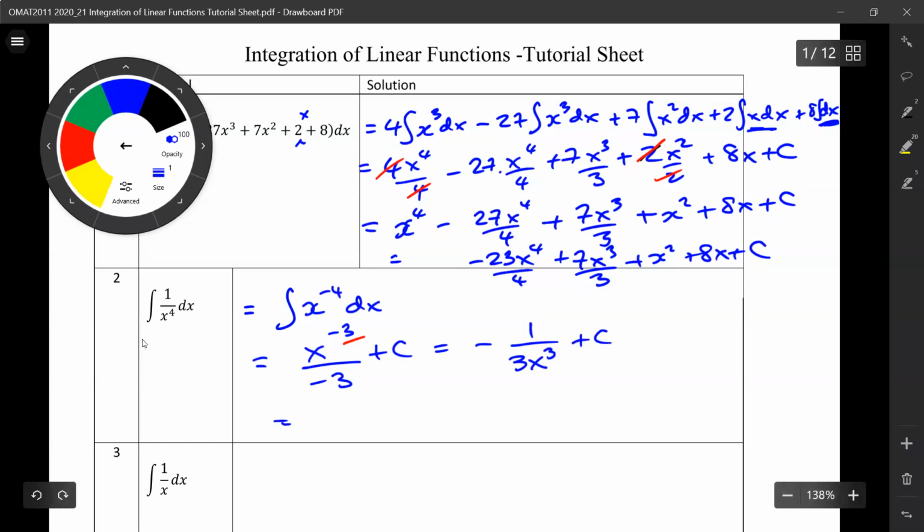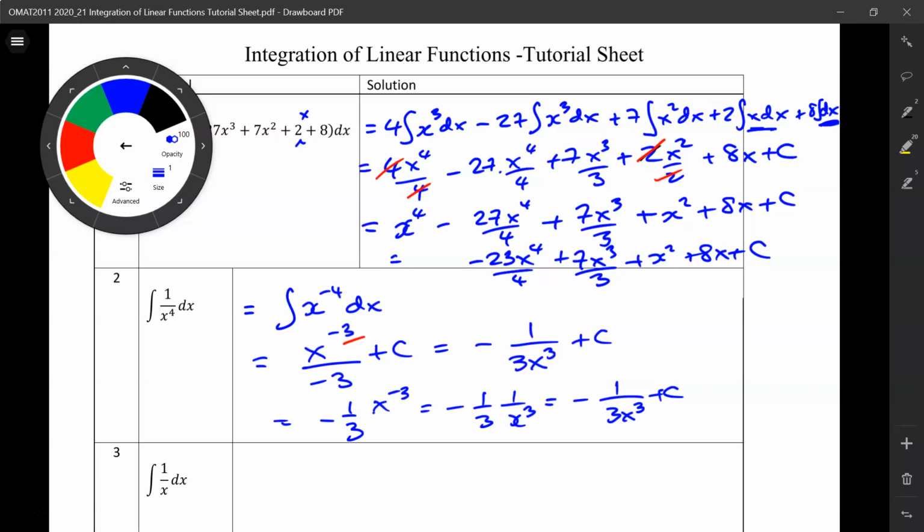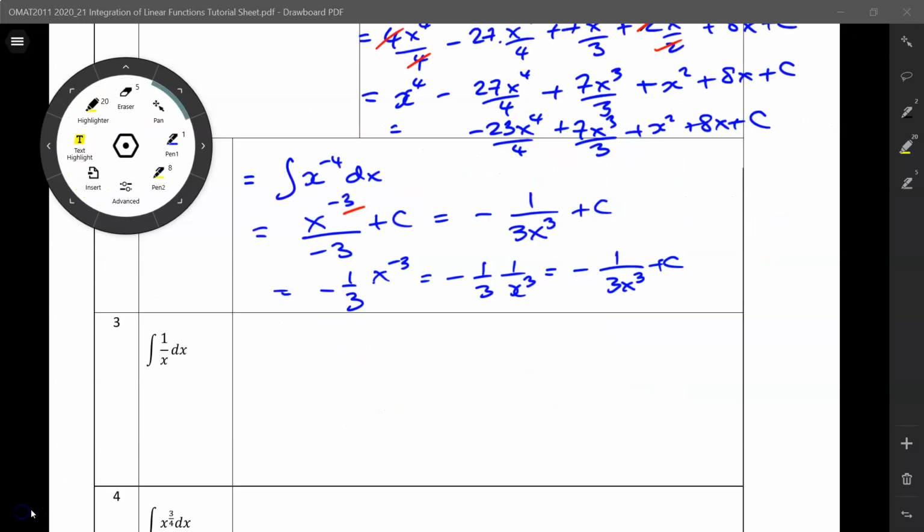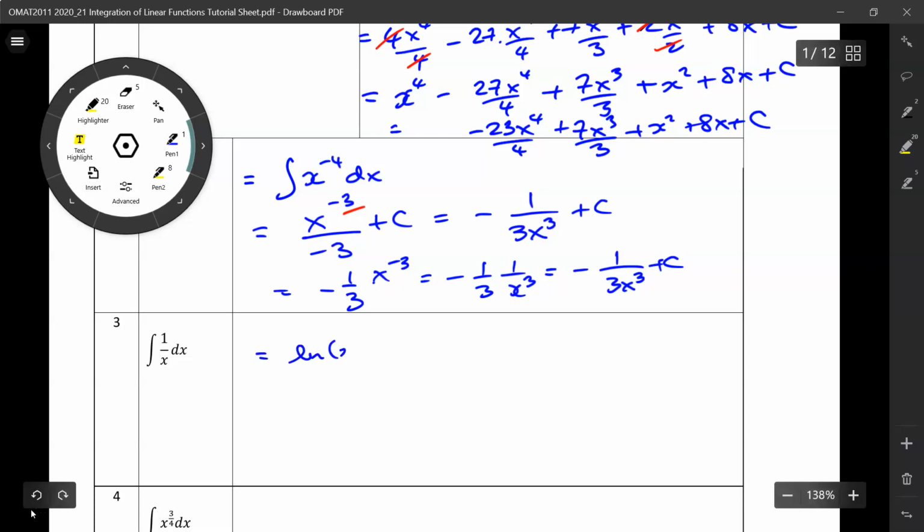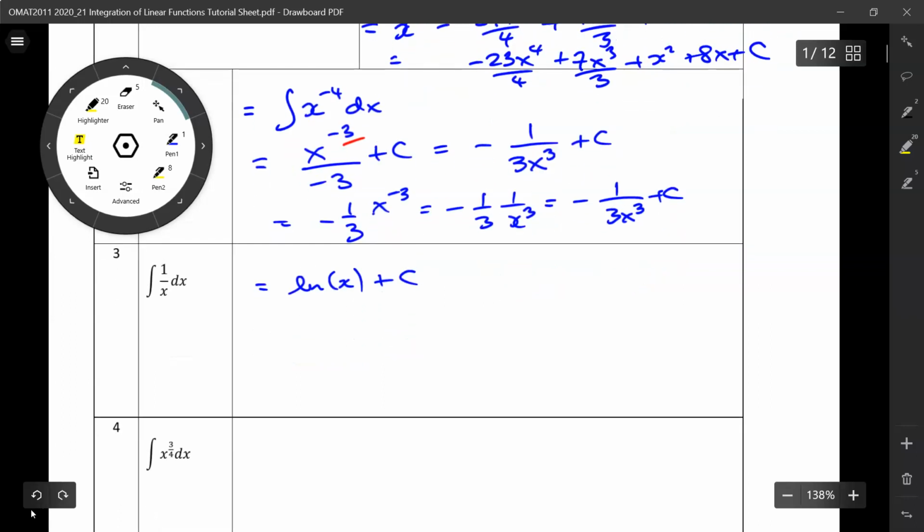Now, if you get a bit confused by that, you can split that into minus 1 over 3 x to the minus 3. That's minus 1 over 3, 1 over x cubed, and then you can bring them together into 1. That's easier to understand. Okay, the next one here is the integral of 1 over x, which is the natural log of x plus constant of integration. Just be aware that if it's 1 over x without a power, the integral is the natural log of x.